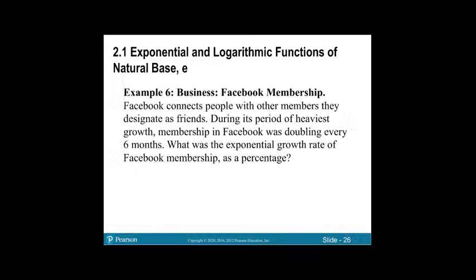Okay, so Facebook connects people with other members they designate as friends. During this period, the heaviest growth membership in Facebook was doubling every 6 months. What was the exponential growth rate of Facebook membership as a percentage? Okay, before I look at it, I'm going to do it the way it first appears in my mind. I'm going to eventually get to the point where the previous slide was at, but I kind of want to start here.